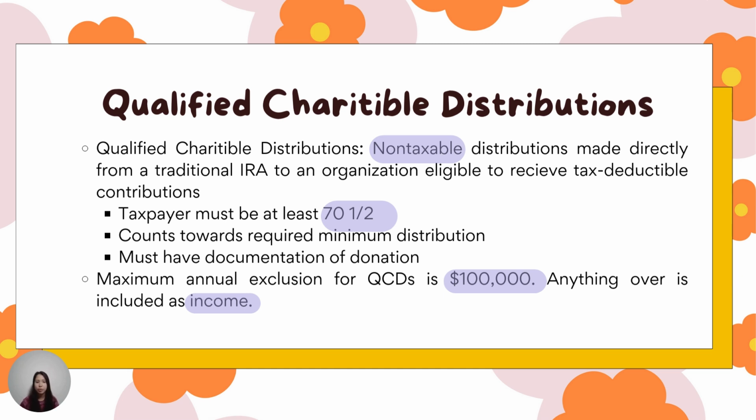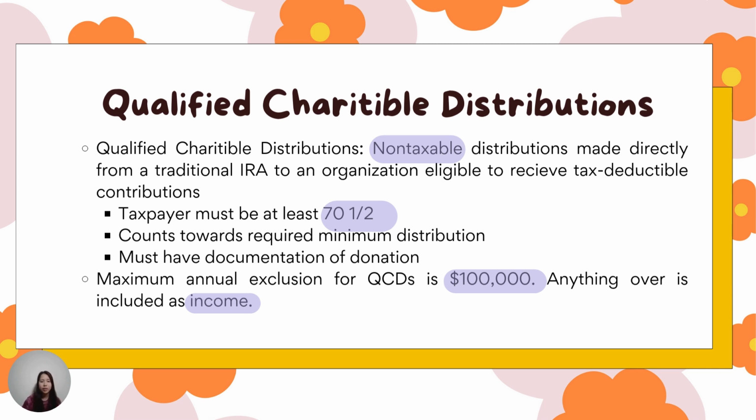And we'll get more into required minimum distributions later, but for now, qualified charitable donations would count towards the required minimum distribution. And in order for it to be a qualified charitable distribution, the taxpayer must have documentation of the donations. That could be either an issue from the organization or any documentation, any receipts, that sort of thing. The maximum annual exclusion for qualified charitable distributions is $100,000, and anything over is included as income.